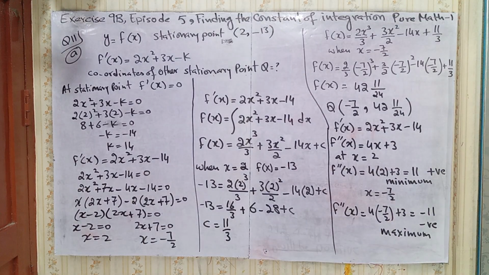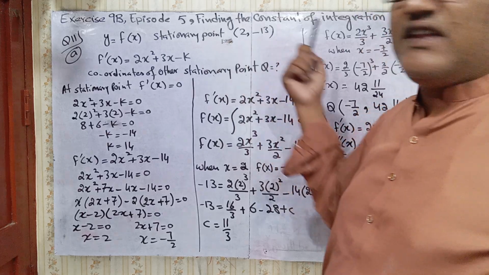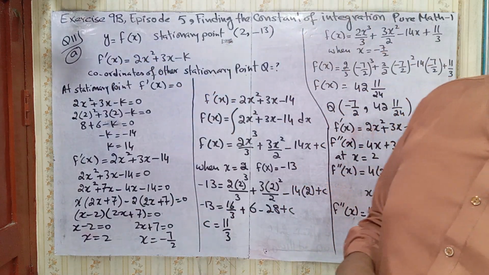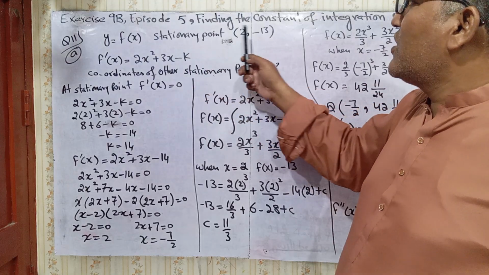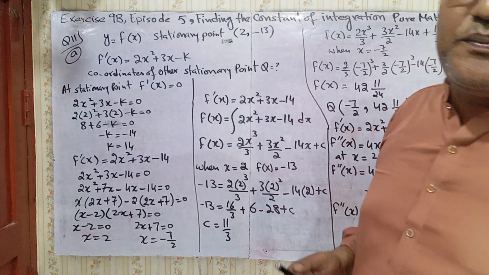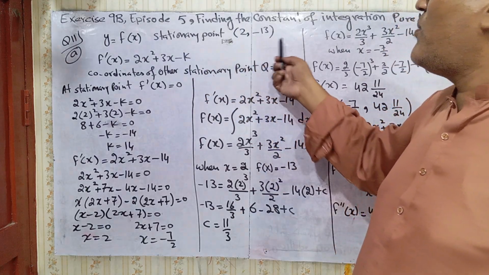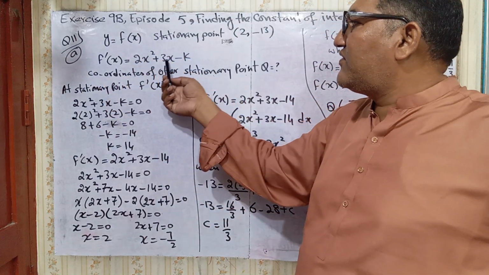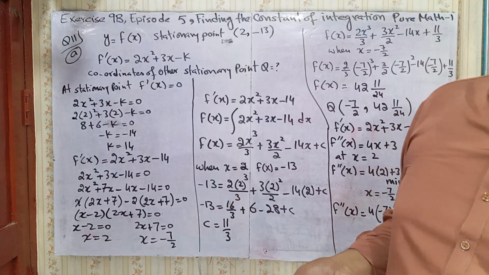Okay, so you see, it's a little huge question. So let me show you how this is done. First of all, the function f of x is equal to y. We know one of the stationary points. That stationary point is called P, and its coordinates are (2, -13). And the derivative is given as 2x² + 3x - k. I don't know the value of k.